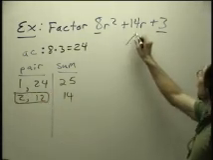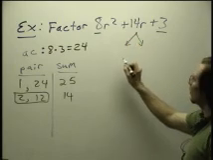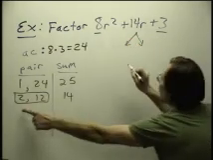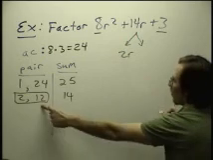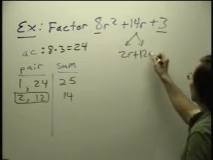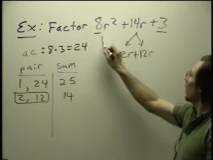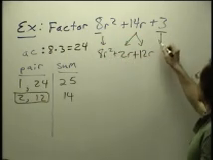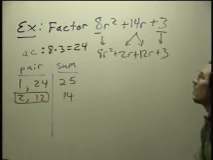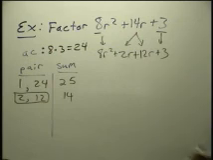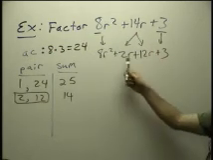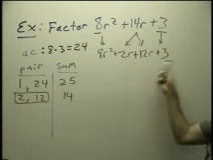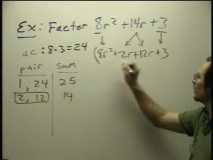That means we're going to take our 14r and split it into 2r plus 12r. We're still going to have our 8r squared and our 3. So by the AC method, we have split the middle term into 2 terms. We now have 4 terms, and we can apply the grouping method to finish.